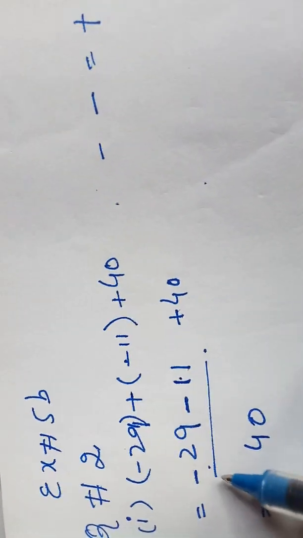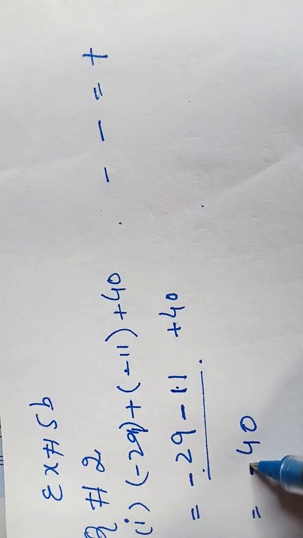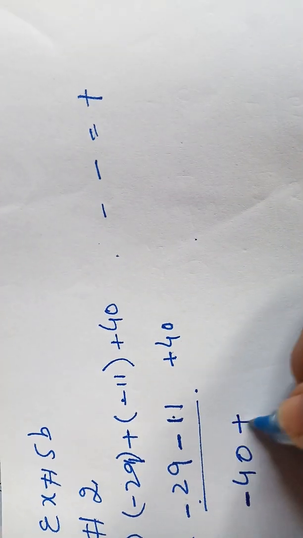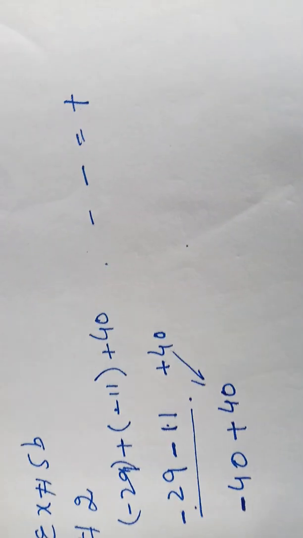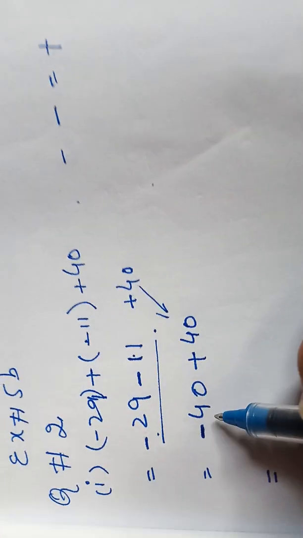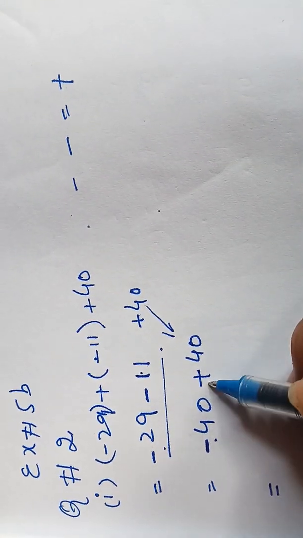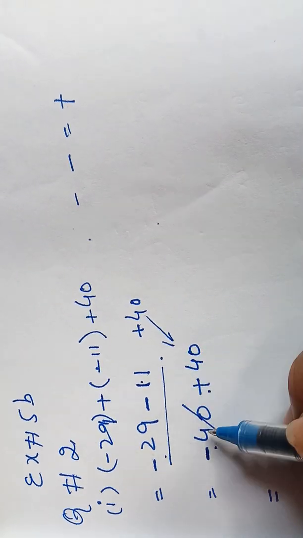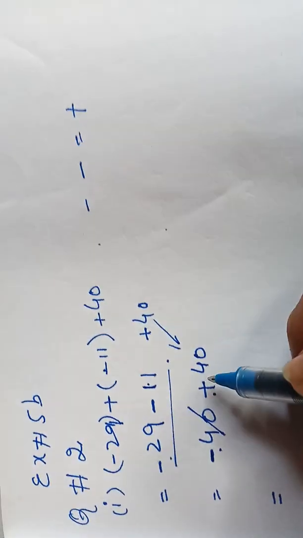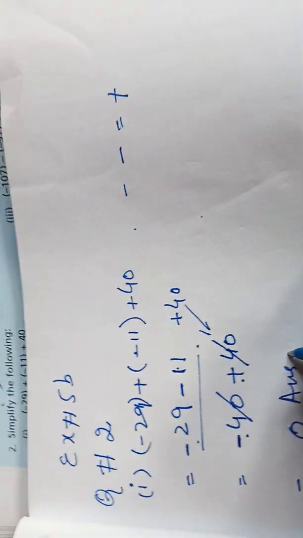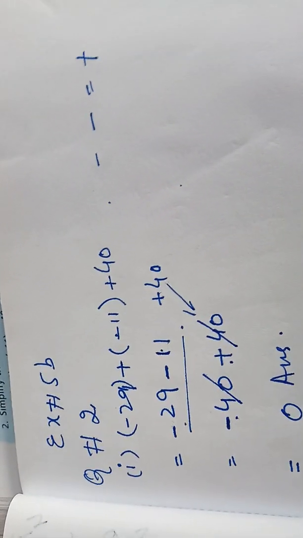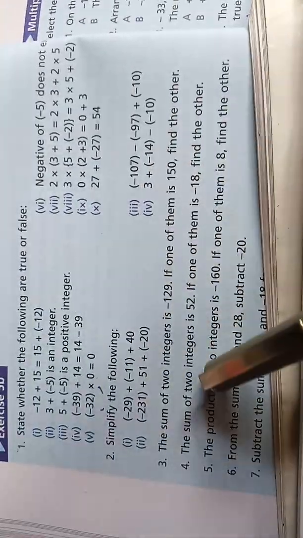But which is the sign of the greater value? That is 29, so it is minus, and the plus 40 will come to the next step. So you can see minus 40 plus 40, minus plus minus, 40 minus 40, the answer will become 0. On the same steps you can do the other 3 parts of the questions.